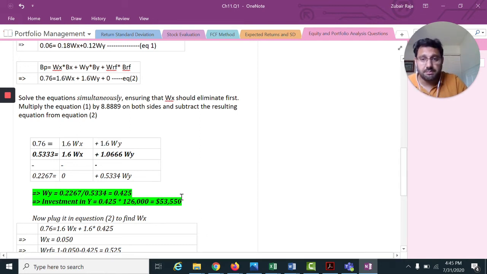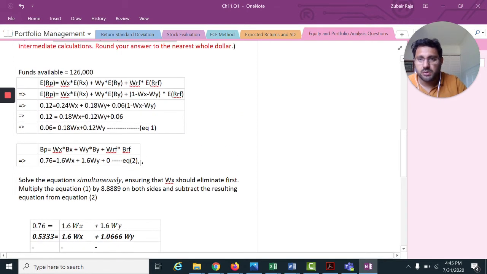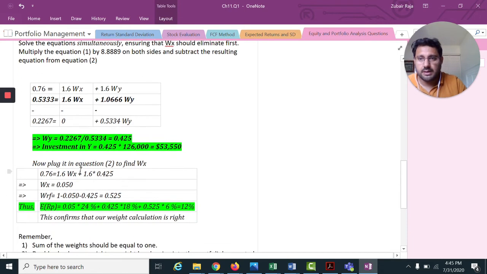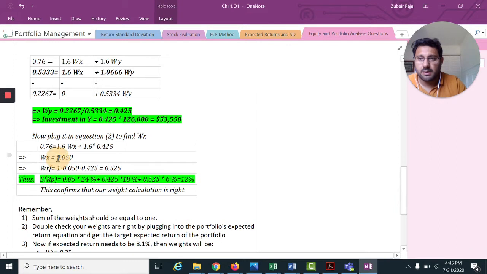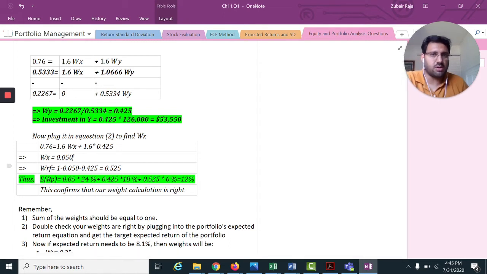Now can we find the weight in stock X? Yes, that's very easy. We can simply put this number, which is 0.425, in equation 2, as this wy we have already found, which is 42.5%. If we plug this number over here, we'll end up getting wx. I plug this number in, and I am able to get wx, the weight in stock X, which is 5%. And now we can easily find the weight in the risk-free asset. Remember, whatever is not invested in stock X and stock Y is invested in the risk-free asset, right?